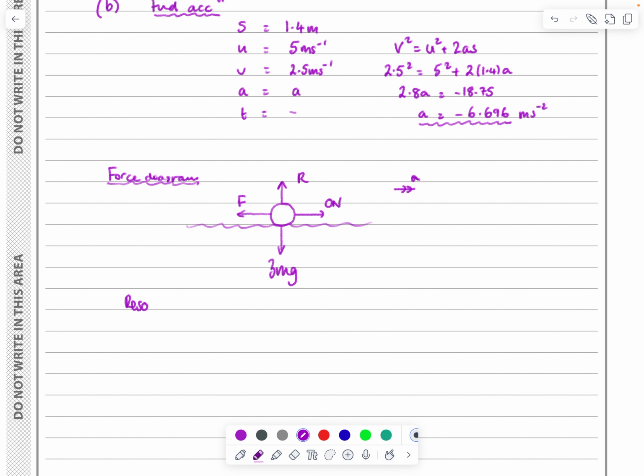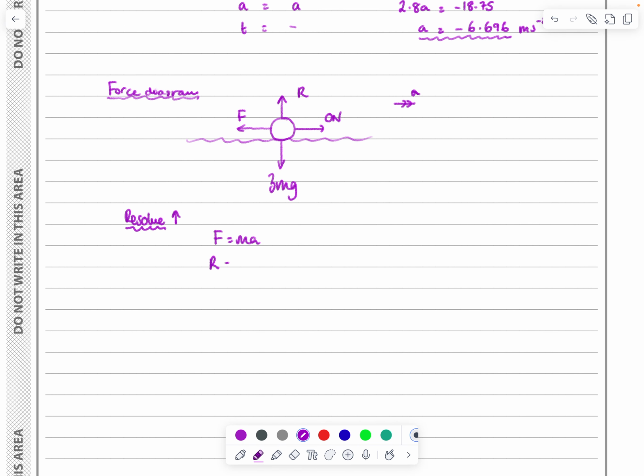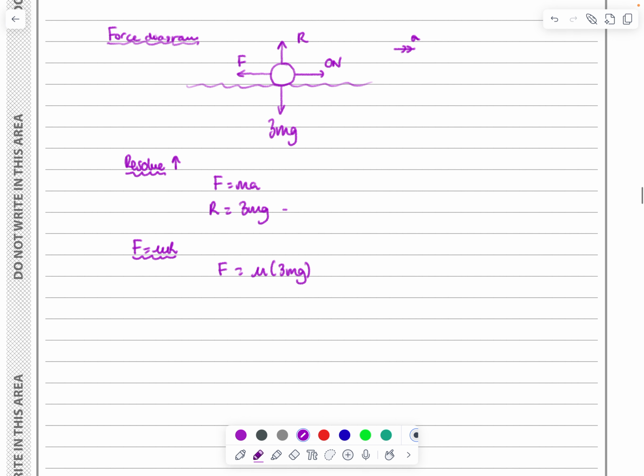Our classic: resolve vertically, first of all, to work out what R is. So we're going to resolve vertically, F equals ma, it's in equilibrium. R just works out to be equal to 3mg. Why did I work out R? So I could use F equals mu R to work out what F is. So in this case, F is just going to be mu multiplied by that.